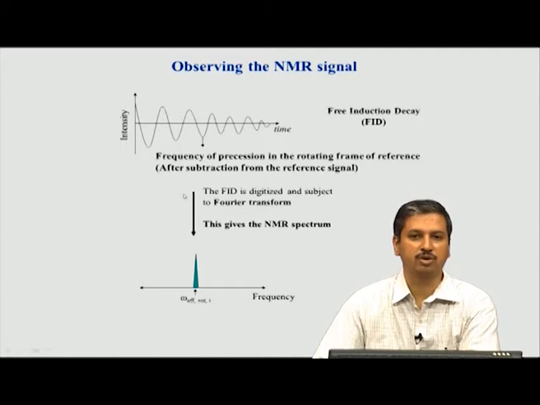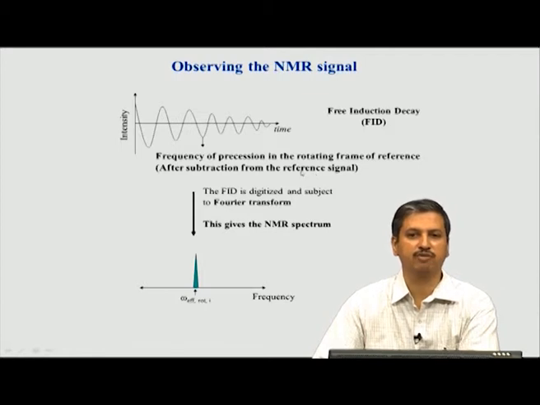So, now let us come back to this FID. Once I subtract, this is what is written here: the frequency of precession in the rotating frame of reference is the signal subtracted from the reference signal. After subtracting, you will get a remaining oscillation. This oscillation, after subtraction, is because of the chemical shift, and it is slightly different from the reference signal.